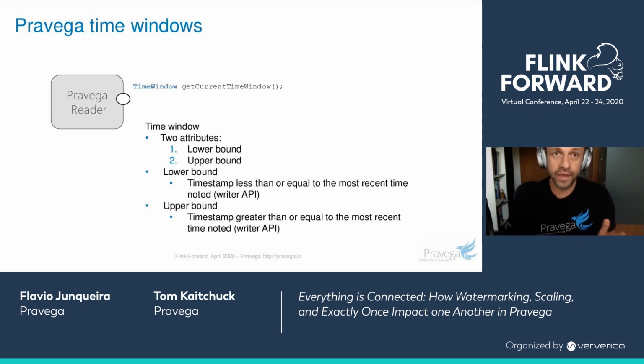So if you think of the position of the reader group as a cut, I'm comparing the cut, that is this position, to the marks that I have generated from the time information that the writers are giving. And so we use that to generate watermarks for a Flink job.